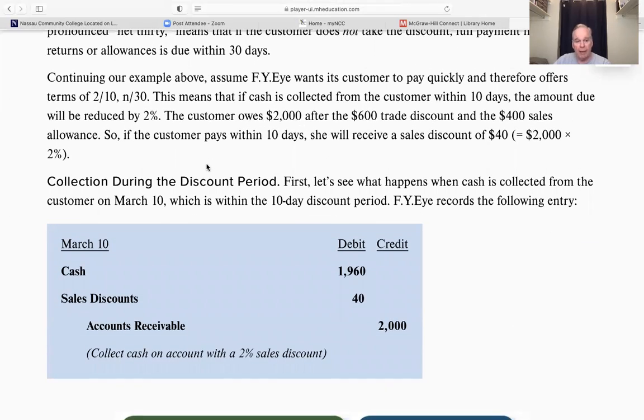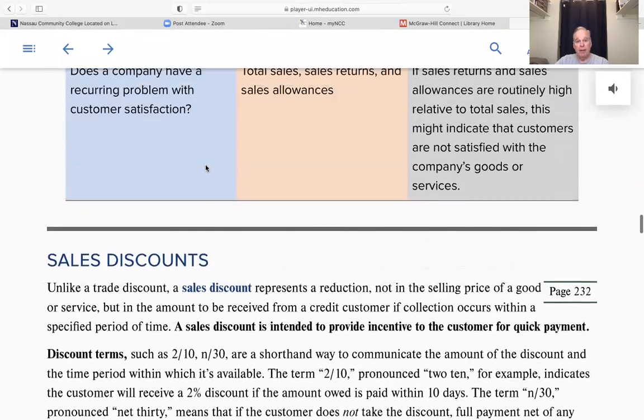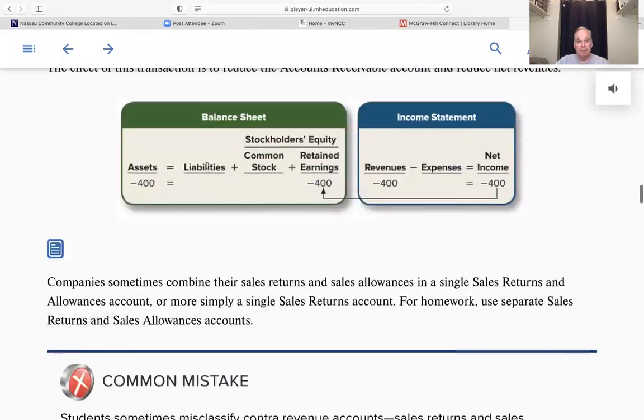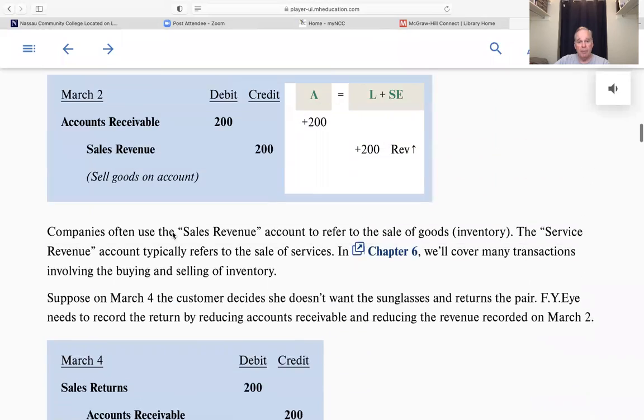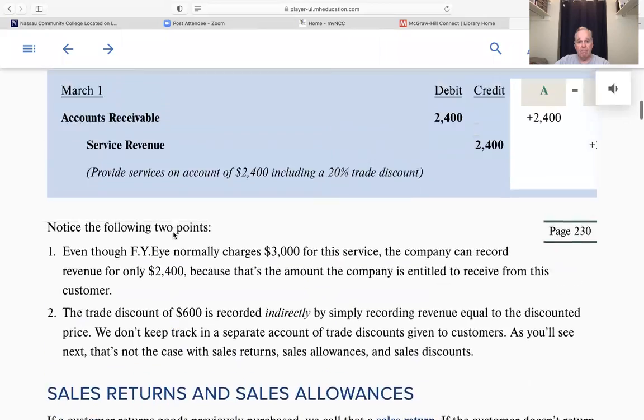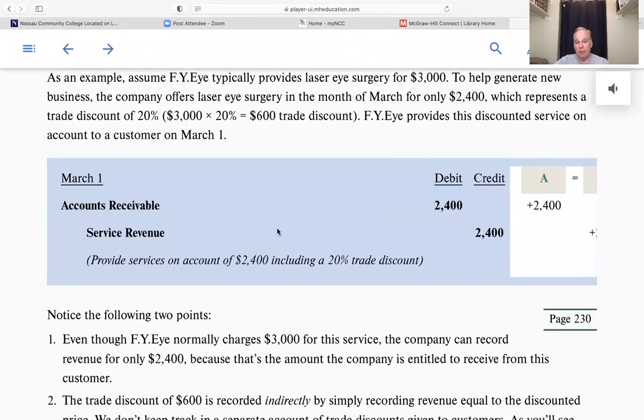All right, now let's go back to the doctor example. Right? Let's go back to the beginning. The doctor does the eye surgery. Debit accounts receivable, credit service revenue. Right? Remember that?